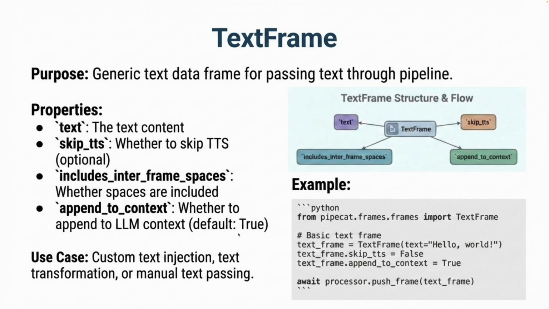This is used by developers building custom processors or middleware. We have already discussed that, so these are the key points that we need to keep in mind. This is a working example where we import a text frame, create a text frame with this text, and adjust the properties, like skip TTS and append to context true, and then we can push this frame to the processor. So this is the text frame.